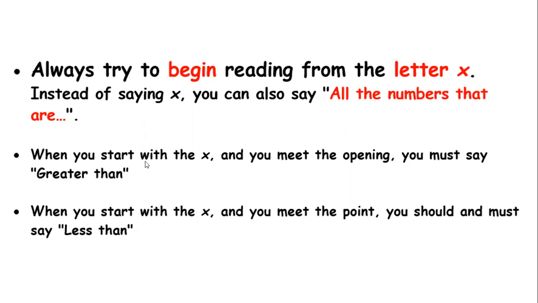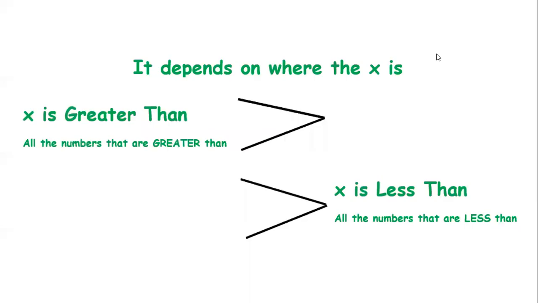When you start with the X and you meet the opening, you must say greater than. When you start with the X and you meet the point, you should and must say less than. And you can replace the letter X by saying all the numbers that are. For reiteration purposes, it depends on where the X is at. X is greater than all the numbers that are greater than. X is less than all the numbers that are less than.